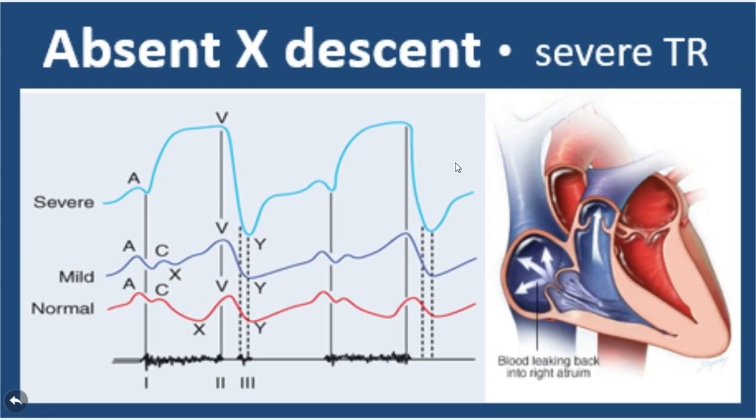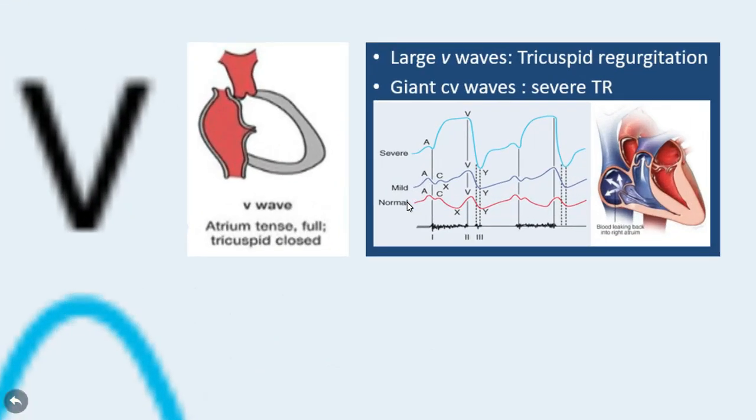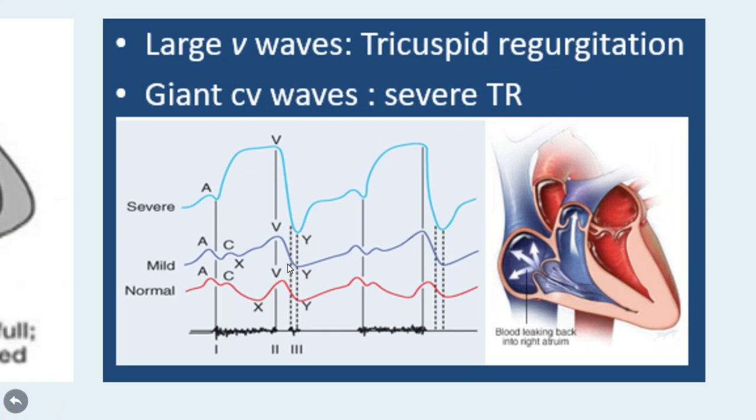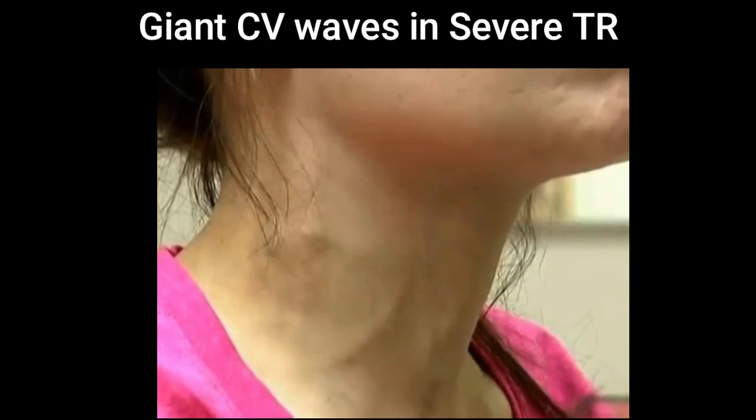So X stands for relaxation, so atrial relaxation. Obviously in patients with severe tricuspid regurgitation, this is absent X descent, but it's not reported on physical examination. Significant that if there are large P waves, this is seen in patients with tricuspid regurgitation. As you know, there's V for venous filling from the veins. It can be elevated in patients with tricuspid regurgitation.